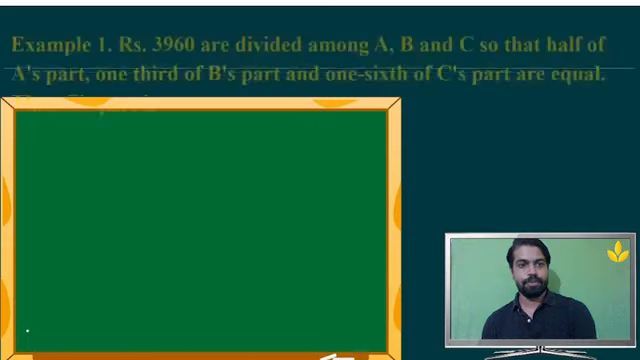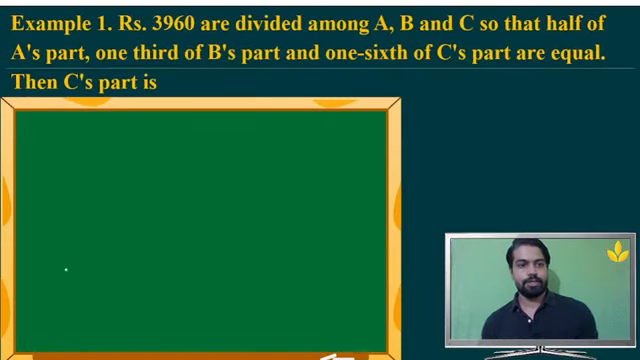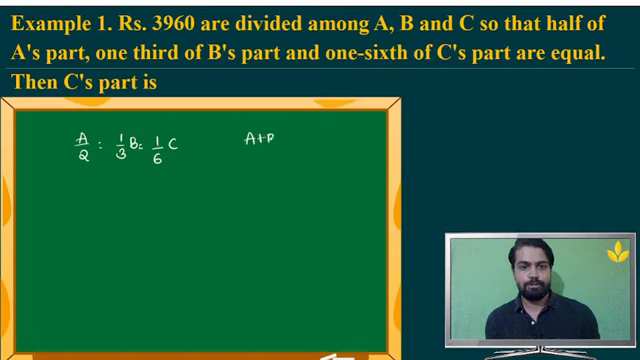The first question says 3960 is divided among A, B, C such that half of A's part is equal to 1/3 of B's part, which is also equal to 1/6 of C's part. And we also know the sum of the values is equal to 3960. The question is what is C's share? That means I can replace B by C and A by C so that only C remains in the equation.